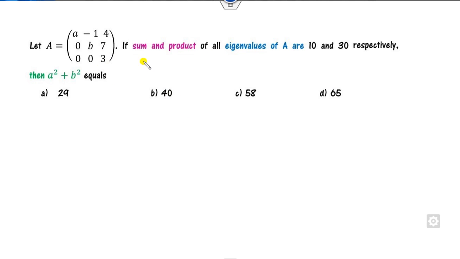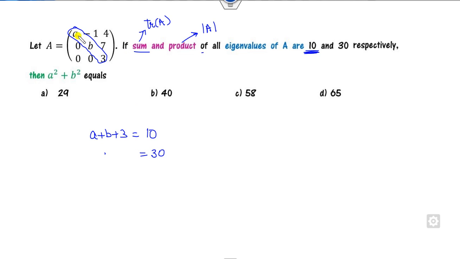Fine, look at the next one. Sum and the product of the eigenvalues. What is the meaning of the sum? The trace of the matrix A. The product is the determinant of this. What is the trace? A plus B plus 3 is 10. The determinant of the eigenvalues is 30.